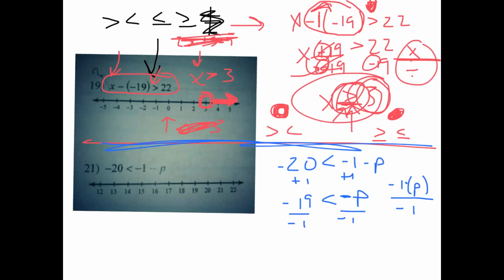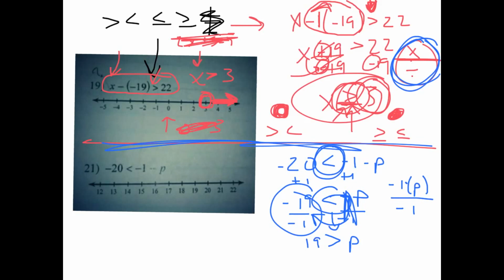Now, what did I say earlier? That's right. If you multiply or divide a negative across this sign, you have to switch the sign. Okay, so we divide it. That gets rid of that. I divided the negative across. Therefore, this has to go like this. I have to switch it. Okay, and then -19 divided by -1 is positive 19. So, we got our answer. It's 19 is greater than p.